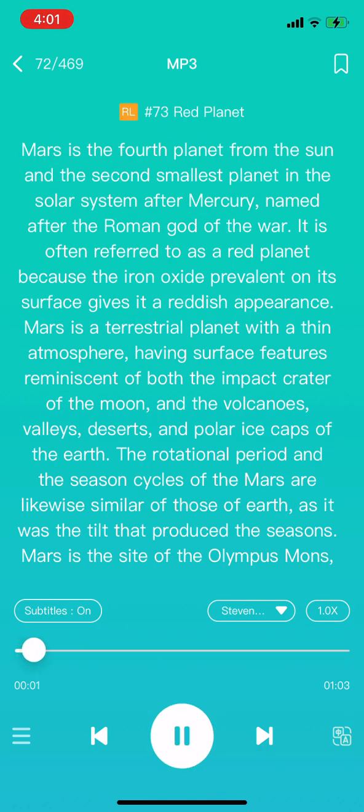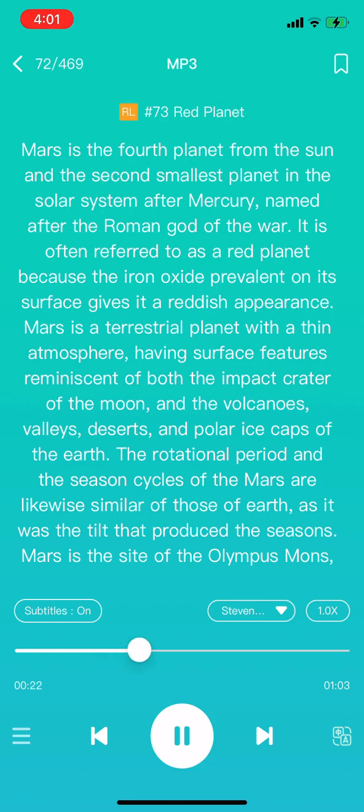Mars is the fourth planet from the Sun and the second smallest planet in the solar system after Mercury, named after the Roman god of war. It is often referred to as the red planet because the iron oxide prevalent on its surface gives it a reddish appearance. Mars is a terrestrial planet with a thin atmosphere, having surface features reminiscent both of the impact craters of the Moon and the volcanoes, valleys, deserts, and polar ice caps of the Earth.